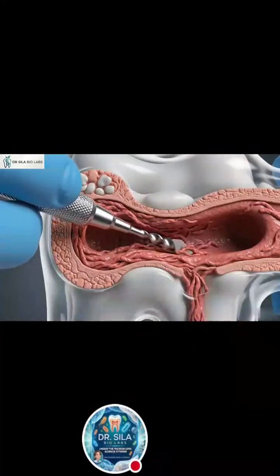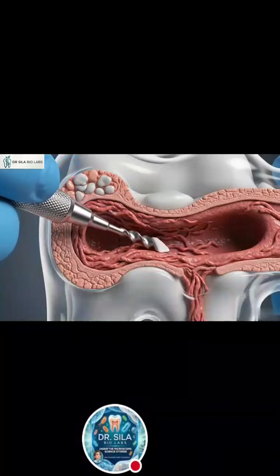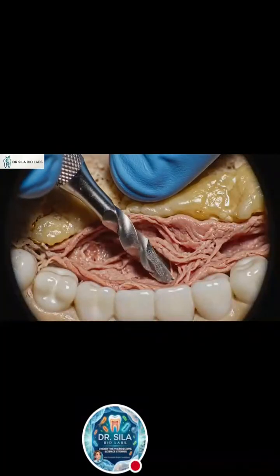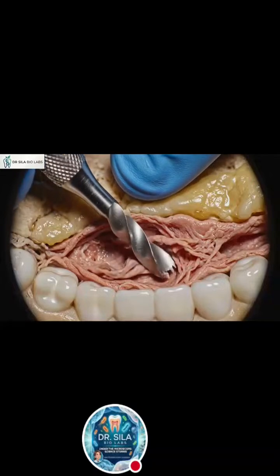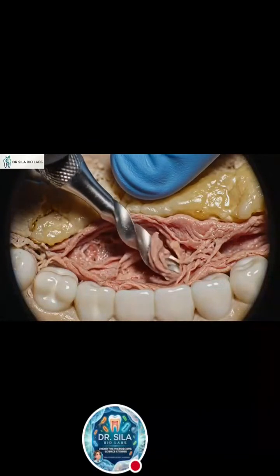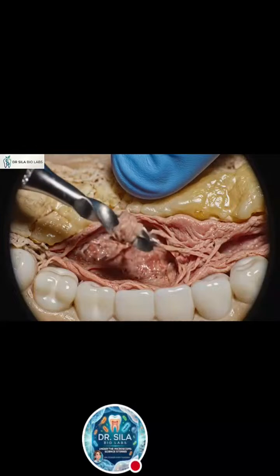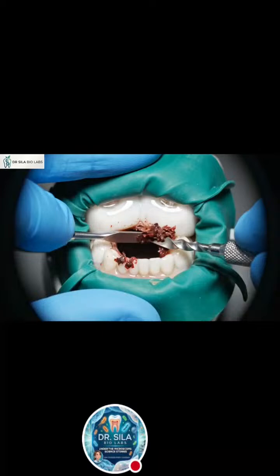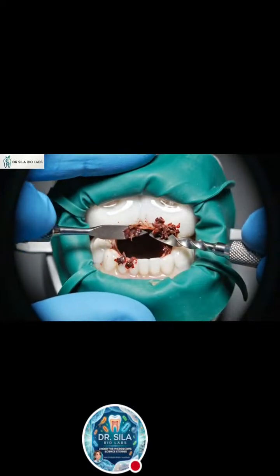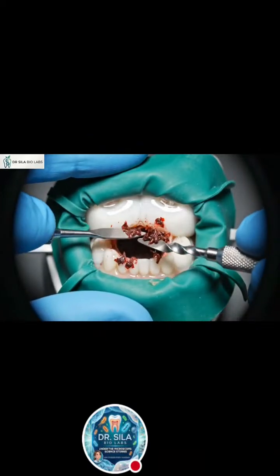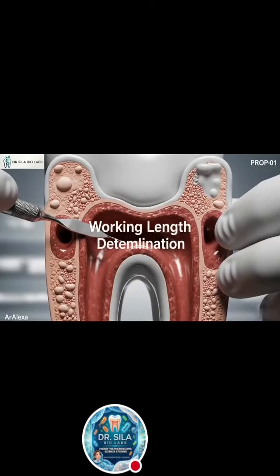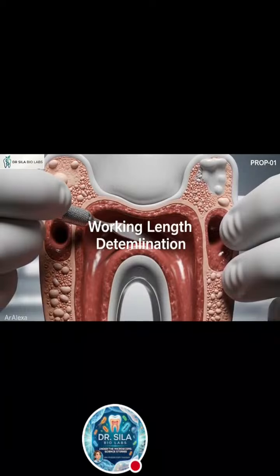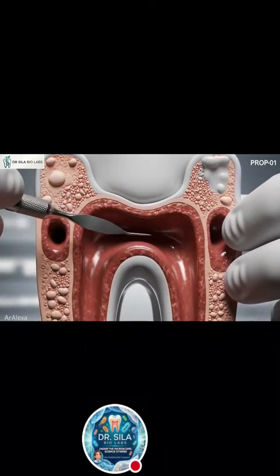After locating the root canals, the next step is cleaning and shaping the canal system. Small instruments called endodontic files are introduced into the canals to remove infected pulp tissue, bacteria, and debris. The dentist first determines the exact working length of each canal to ensure treatment reaches the root tip without extending beyond it.